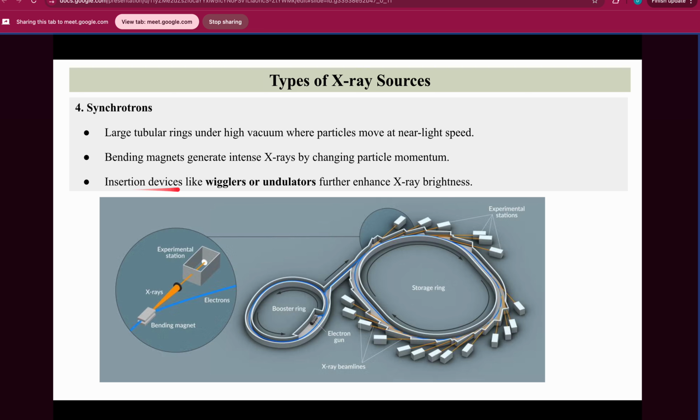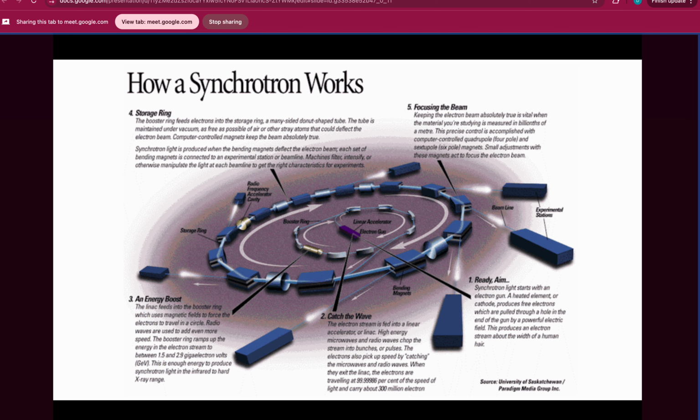And then insertion devices like wigglers and undulators. These are other insertion devices which are add-ons with the synchrotrons, and they further enhance the brightness of X-rays. These are the latest sources which are generally used. But the limitation is that they require a larger area where these synchrotrons need to be set up. In the next slide, we'll see that there are certain places where these synchrotrons have already been installed, so we have to go there to study with these types of X-rays.